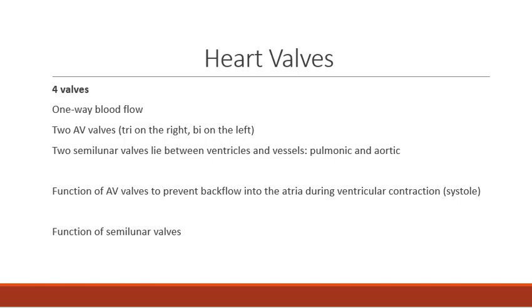There are 4 valves. These are one-way valves, allowing one-way blood flow. The 2 AV valves, the tricuspid on the right and the bicuspid on the left, and 2 semilunar valves that lie between the ventricles and their associated vessels, again, those being the pulmonic and the aortic. The function of the AV valves is to prevent backflow into the atria during ventricular contraction. And the function of the semilunar valves, again, is to prevent backflow into the ventricles.